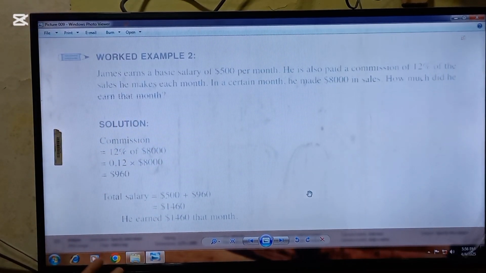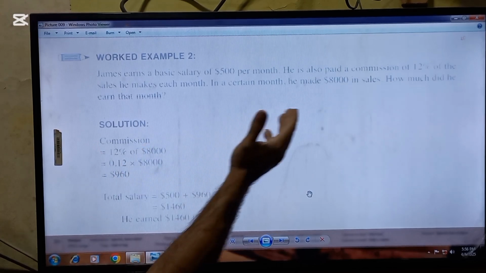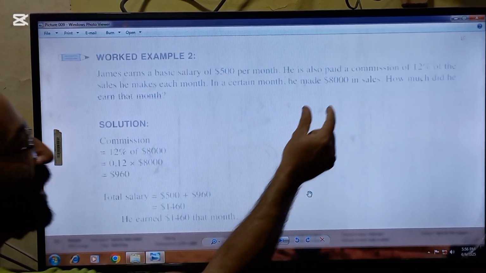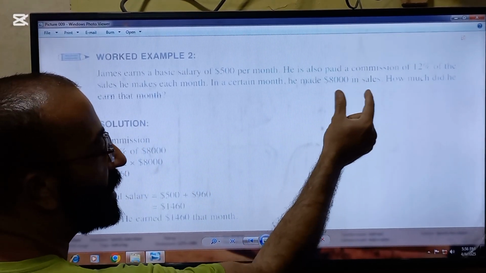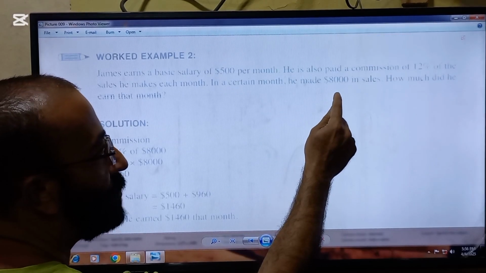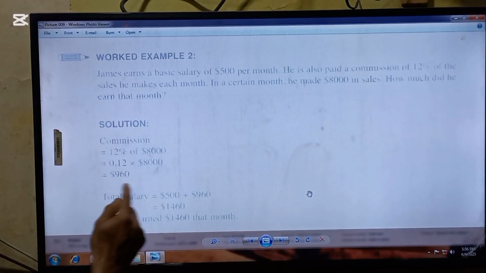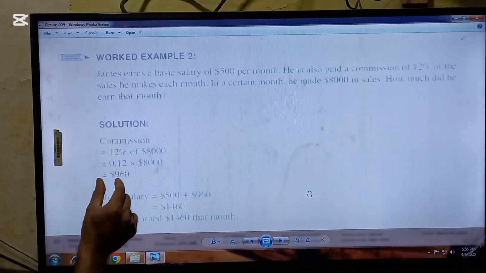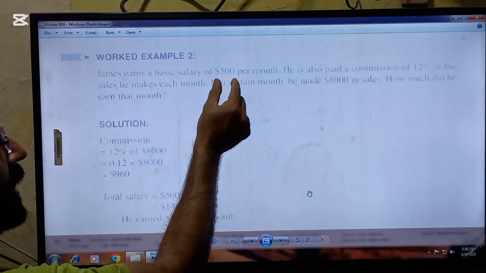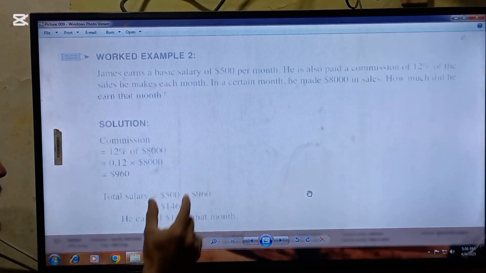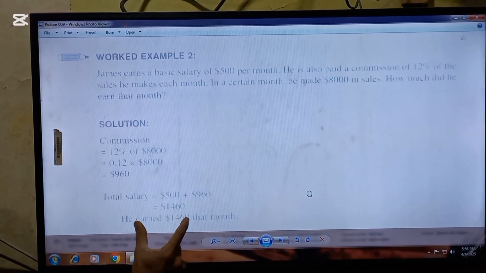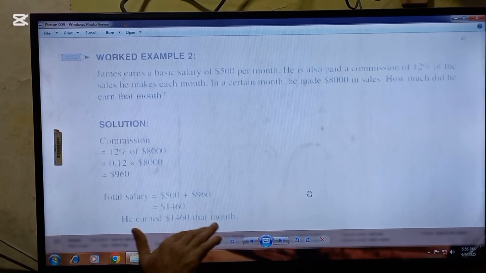So first we have to find out what is the commission he got. So 12% of $8,000, because this is the sales, on this he will get 12% as a commission. So this is the commission now, and now this commission will be added to 500, that is the basic salary. So this is the total salary he will get in that month.